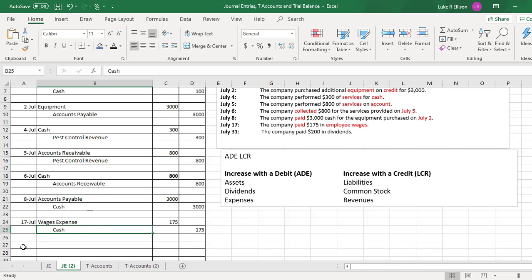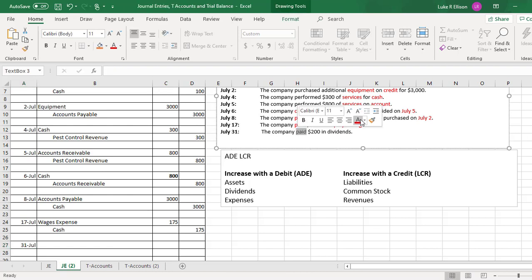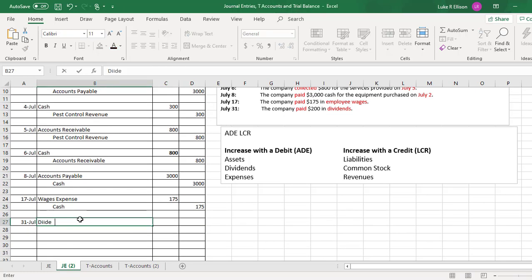All right, we're on to the last journal entry, which is July 31st. And on July 31st, we have a payment of $200 in dividends. So payment's always going to be important, and this time it's for dividends. So if we look down here, we see dividends are increasing with a debit. And this one may be a little bit more difficult to think about whether or not it's increasing or decreasing. This is actually increasing the dividends, meaning increasing the amount of dividends in total that we've paid out. So this is going to be a debit to dividends. And that's for $200.